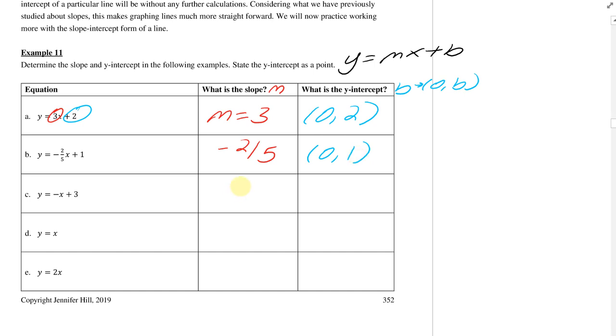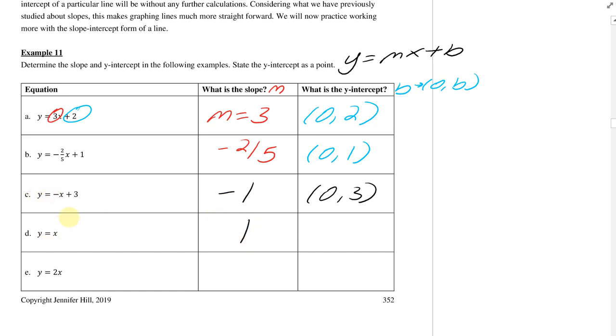Okay, so for the next one, this is an invisible slope, the invisible slope of -1, and then my y-intercept will be (0, 3). Now, for the next one, I just have y equals x. So remember, whatever number is attached to x is the slope. It's not a 0 for a slope, it's that invisible 1.